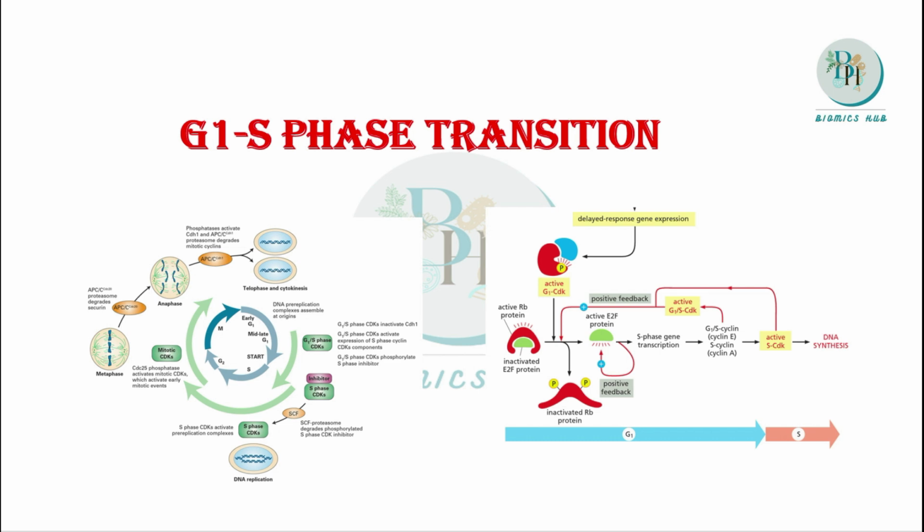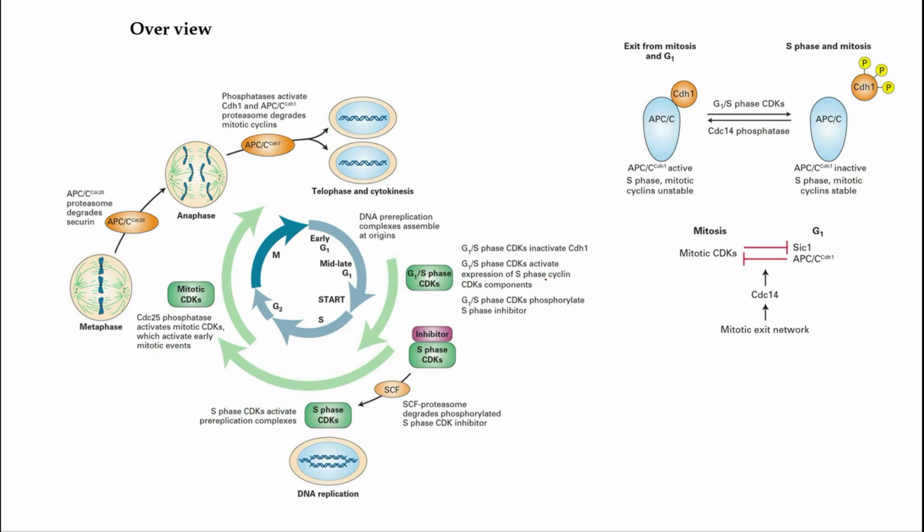So let us see an overview of how the cell cycle is regulated. When a cell is undergoing division, it goes through various phases of the cell cycle like G1 phase, S phase, G2 phase and M phase. During these phases, various types of cyclins as well as CDKs are involved. The first is the G1-S phase CDK, which is used in the G1 phase or the G1-S phase.